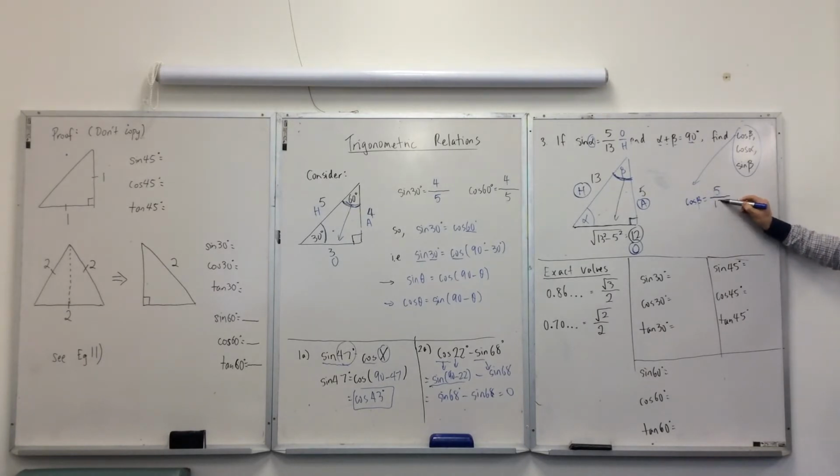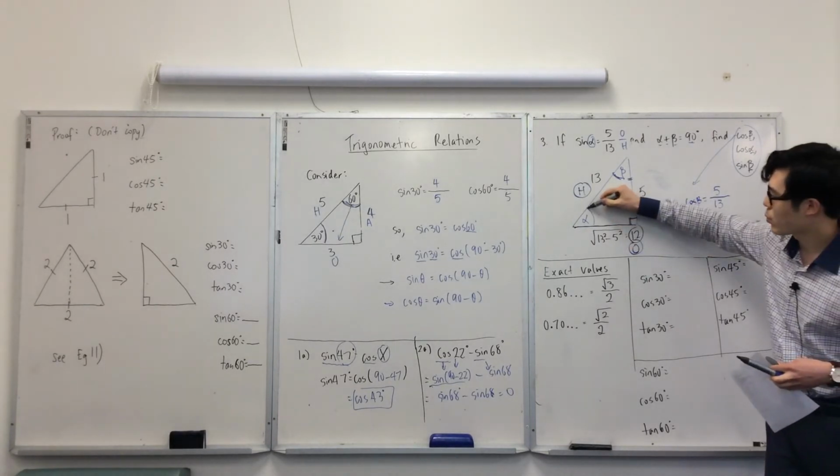5 of 13, because it's adjacent over hypotenuse. Let's keep going. Let's just do the ones with beta because we're on beta right now. Sine beta is equal to then? 5 over 13. Sine is opposite over hypotenuse. Yeah. Now let's do the same thing for this question, cosine alpha.